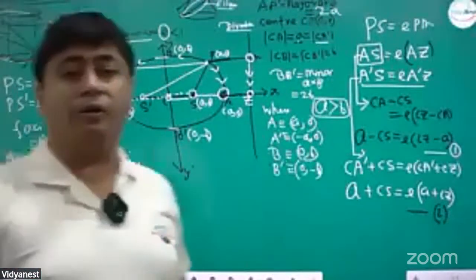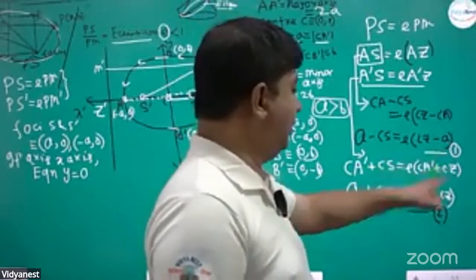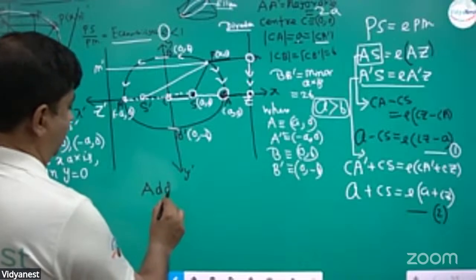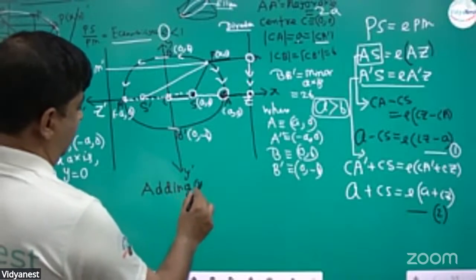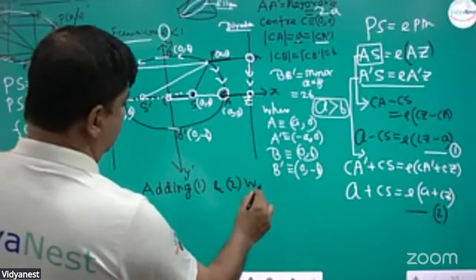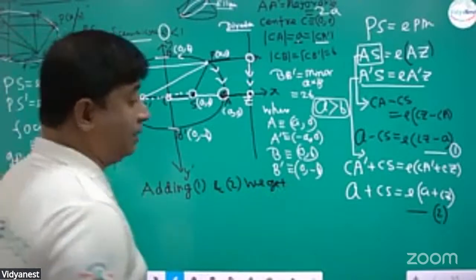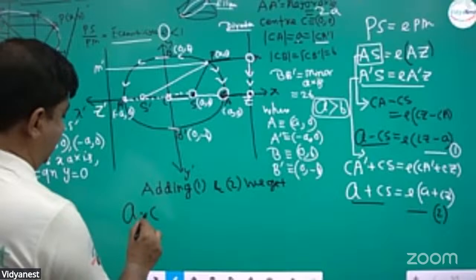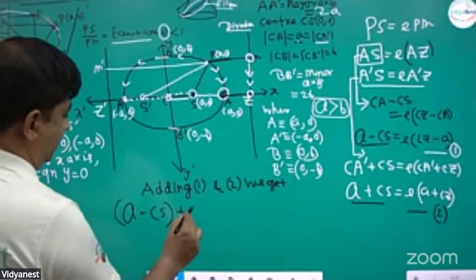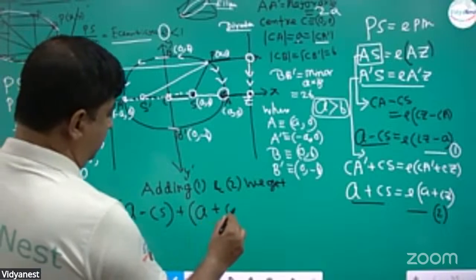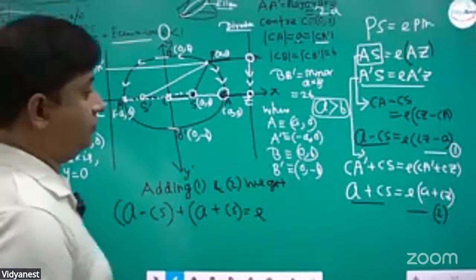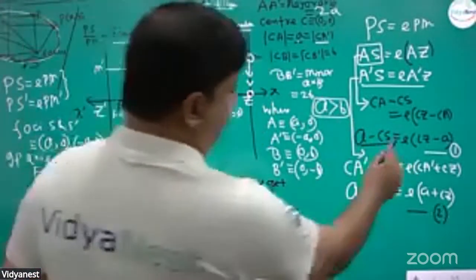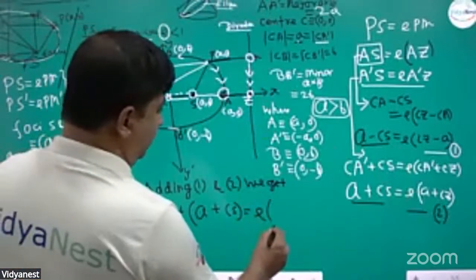Now what is our role? We will add 1 and 2 and see the outcome. Adding 1 and 2, what do we get? You add them up. a minus CS plus a plus CS. Left hand side is added with left hand side and right hand side is added with right hand side.